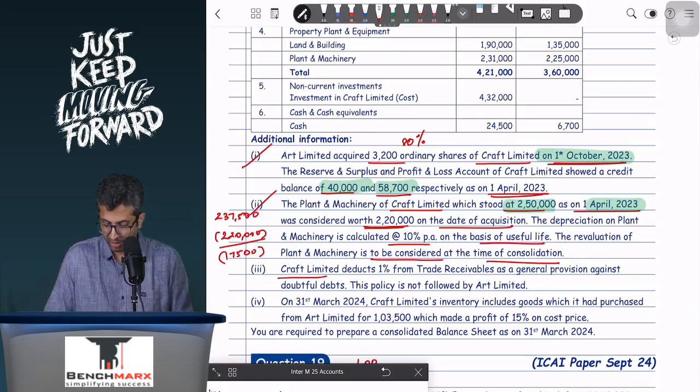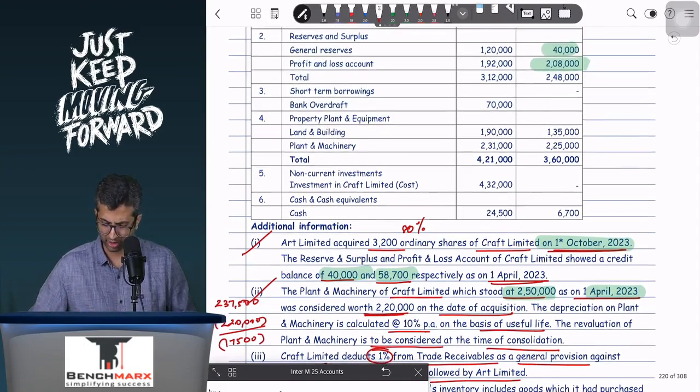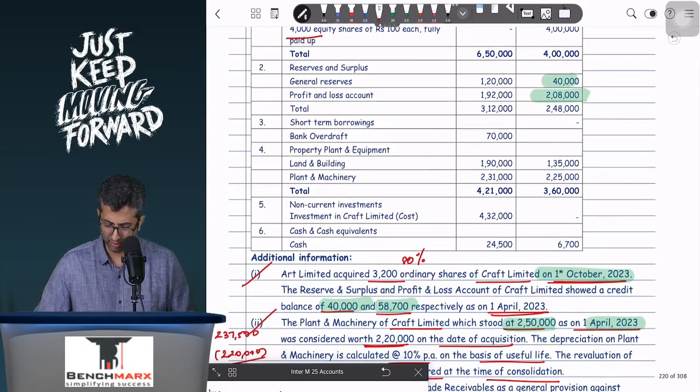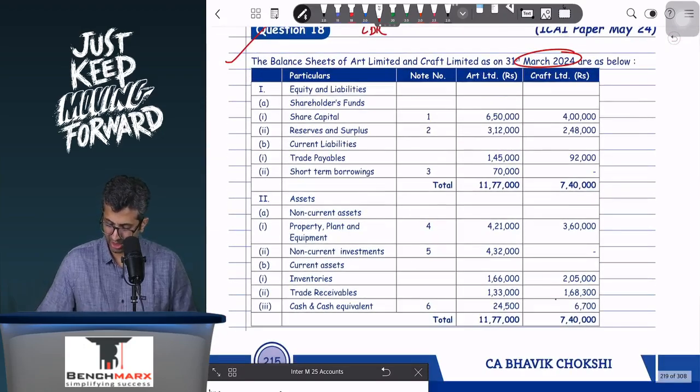Next, Craft Limited deducts 1% of trade receivables as a general provision against doubtful debts. This policy is not followed by Art. So I'll have to restate Craft's financials to bring it in line with the balance sheet of Art. So when I look at Craft's balance sheet, over here there will be trade receivables. The trade receivables over here is 1,68,300.